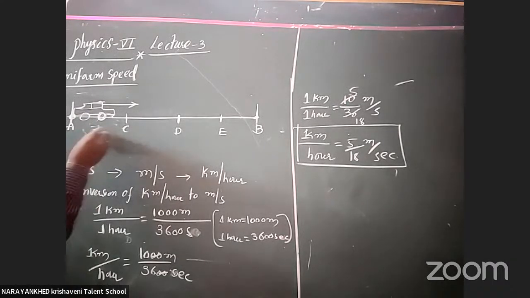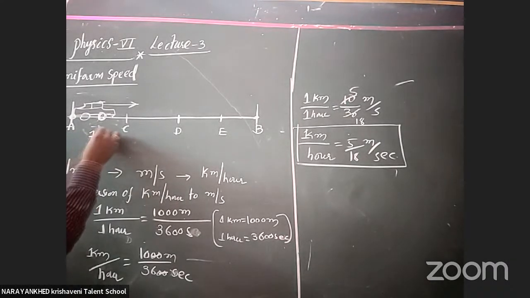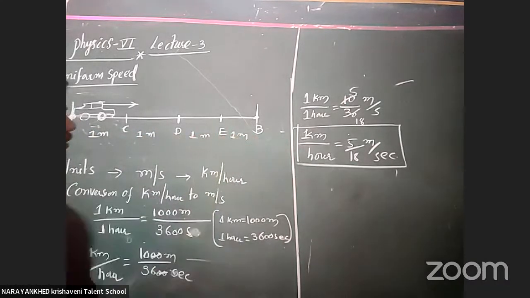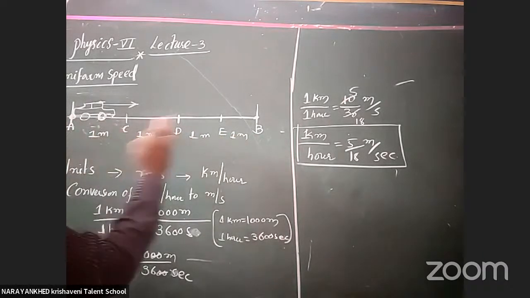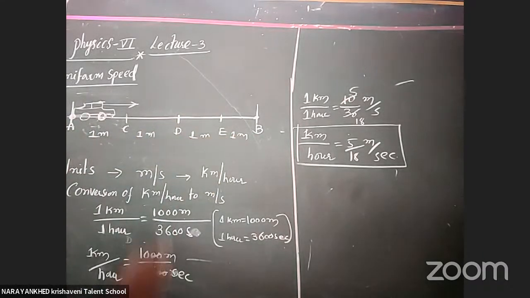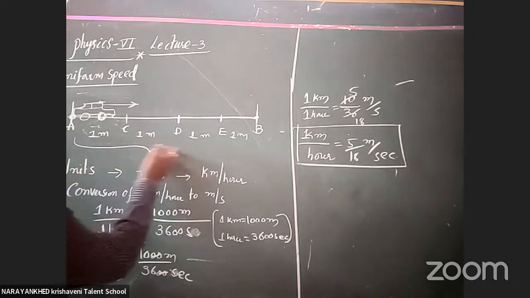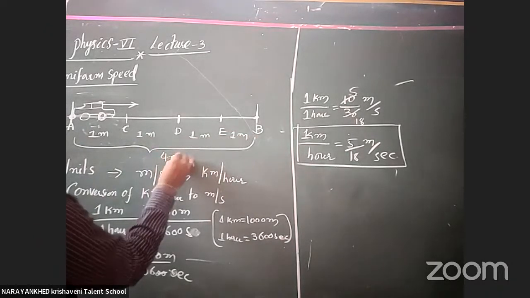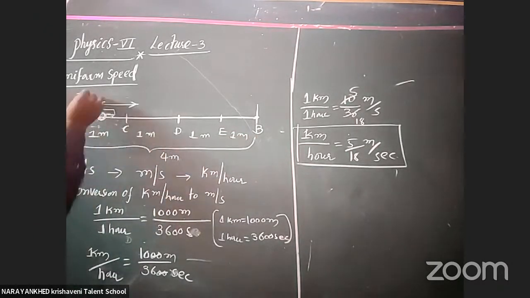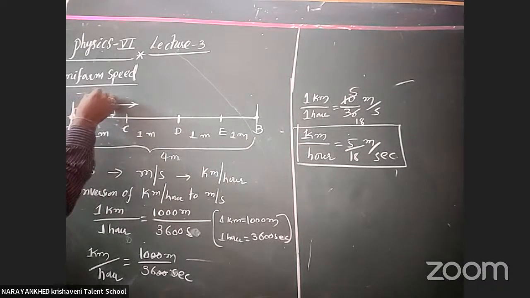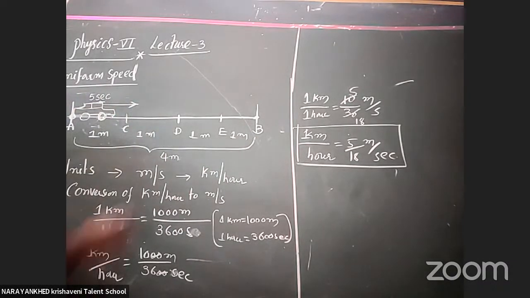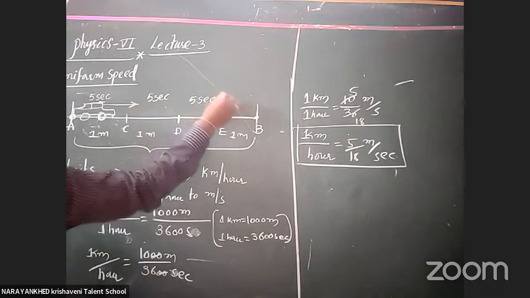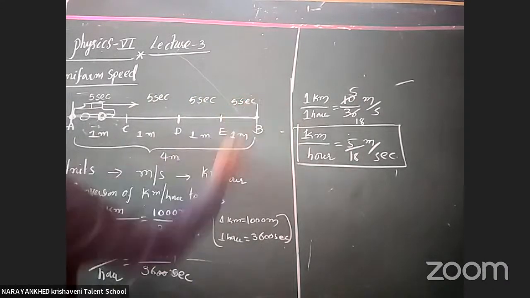Then it travels from A to C, which is 1 meter. C to D is also 1 meter, D to E is also 1 meter, and E to B is also 1 meter. I have taken them individually. The total distance from here to here is 4 meters. For traveling from A to C, it takes only 5 seconds. From C to D also 5 seconds, D to E also 5 seconds, and E to B also 5 seconds.